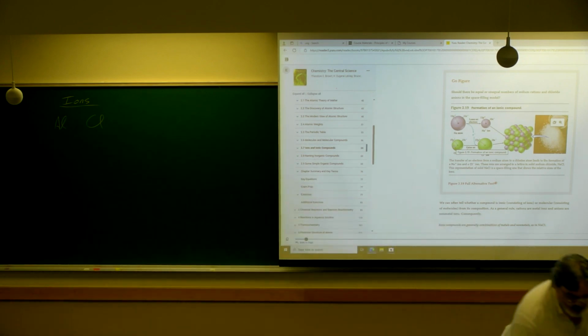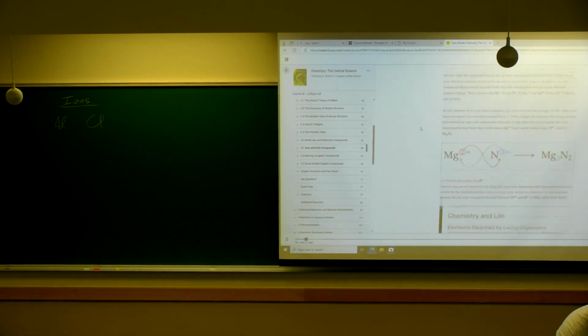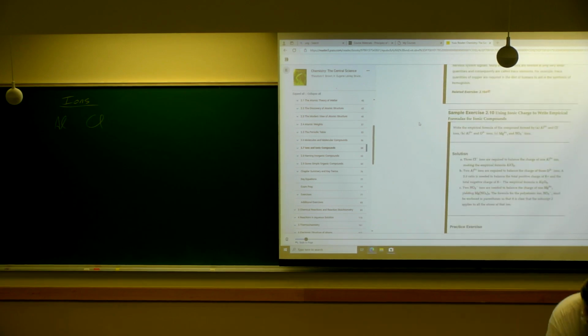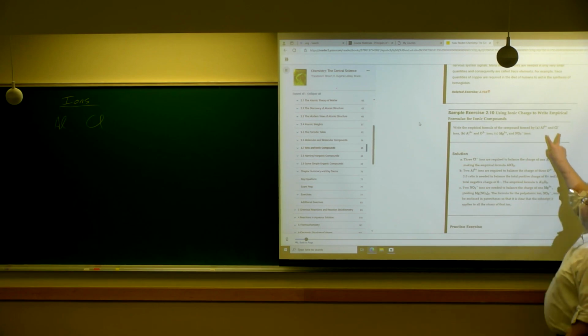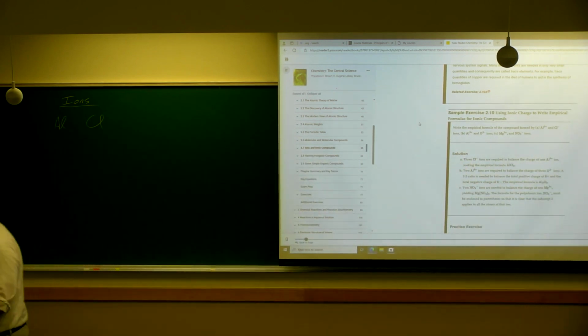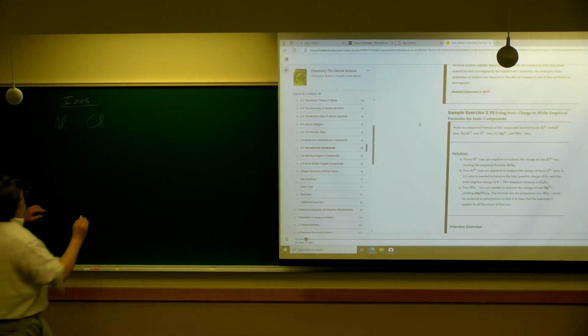so they gave you the hint, which on a test I would want you to come up with on your own, but it tells you Al3 plus and Cl minus. But if I just said, give me the empirical formula for when you have aluminum and chlorine, you would look at the periodic table and come up with this yourself.